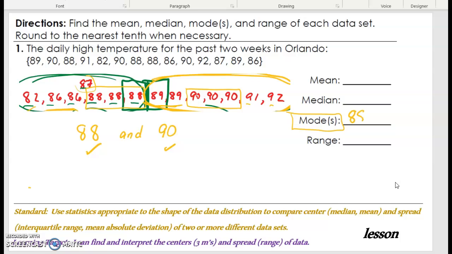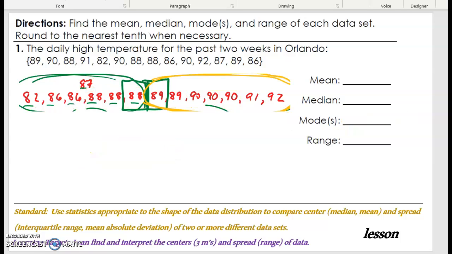The mode is 88 and 90. Okay, so there it is. 3 88s, 3 90s, boom, 2 modes. Okay? Takes us to the range.